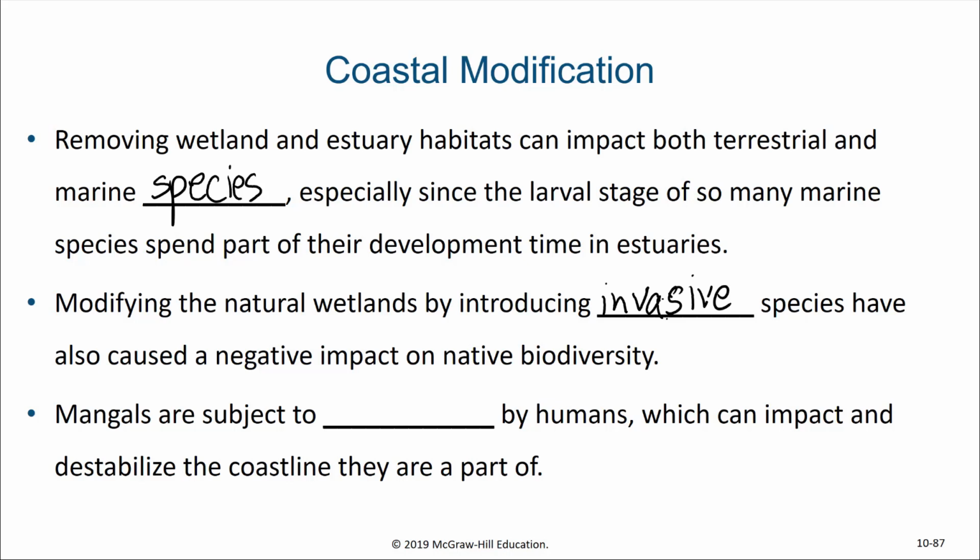Mangals, or mangrove forests, are also subject to deforestation by humans, which can impact and destabilize the coastline that they are a part of. Tragically, often communities which are dependent on the ocean for their survival are also subject to severe storms and tsunamis, things which mangrove forests can protect from when they are present.